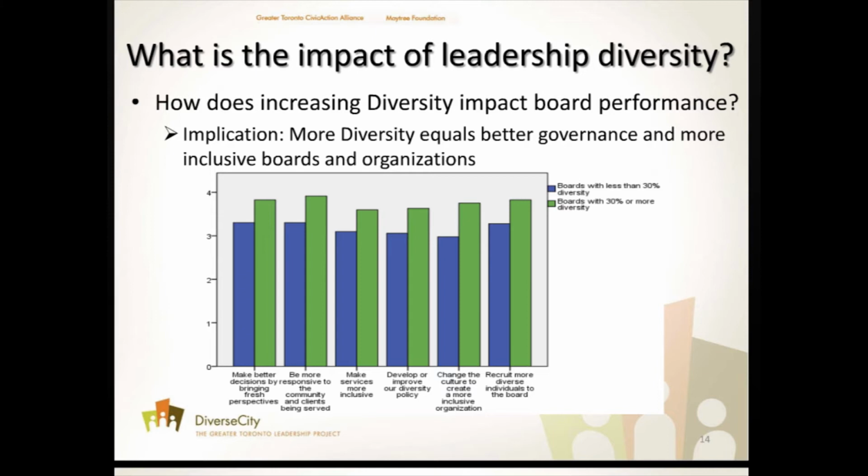If we again take this and break this down by high diversity and low diversity groups, which is to say those with less than 30% diversity or those that have reached a critical mass of 30% or greater diversity in their boards, we see again the green bars beat the blue bars every time. Those that have a higher level of diversity are reporting that they're having greater governance effectiveness and building more inclusive boards and organizations. They're better able, in this case, to recruit more diverse members once they've achieved a critical mass of diversity.